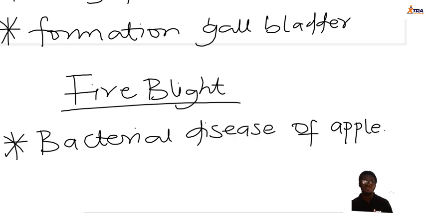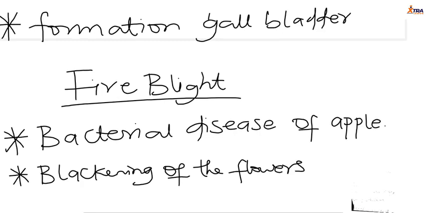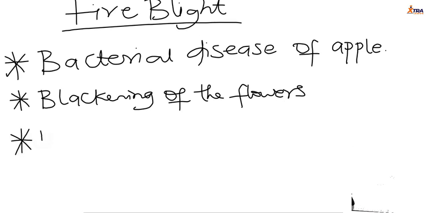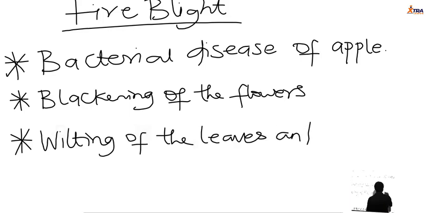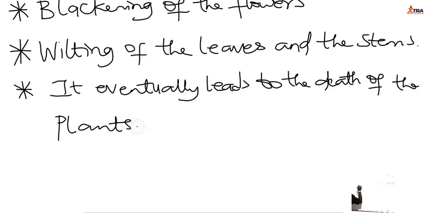And what characterizes it? You have blackening of the flowers, so the flowers become blackened. You also have wilting of the leaves and the stems. The condition gets so severe, it eventually leads to the death of the plant. So that's how a bacterial disease in plants presents.